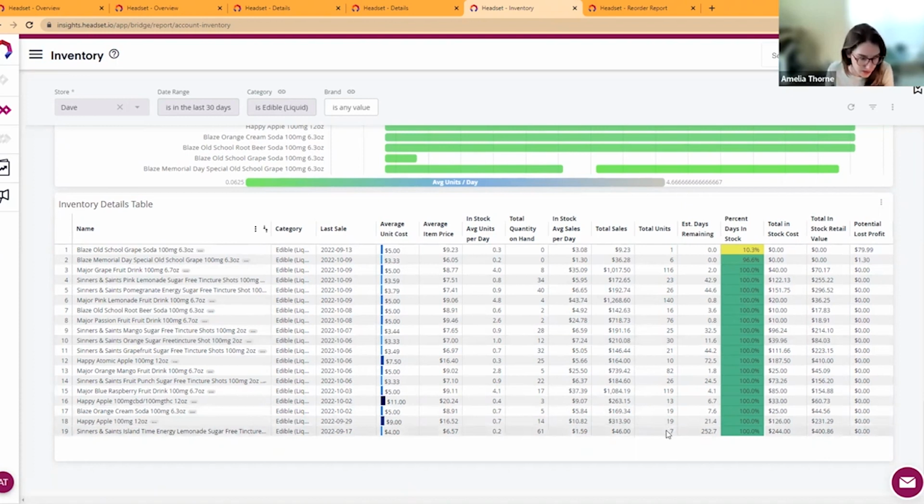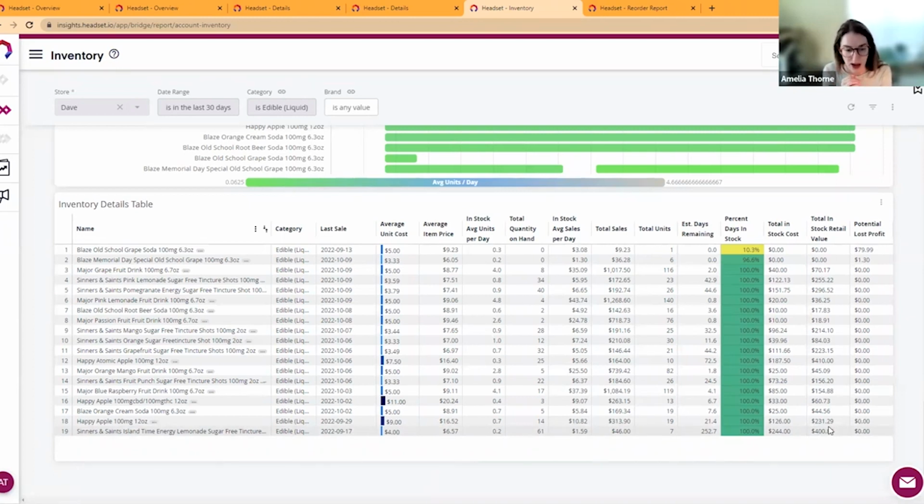So for example, this Saints and Sinners, again, going back to this energy lemonade sugar-free tincture product, we've only sold 7 in the last 30 days. We have almost 253 days remaining of this product. I think there would be some expired product at the end of that time frame. So how do we really move these products and make sure that they don't expire? It's cost us $244, and there's $400 just waiting to be sold.